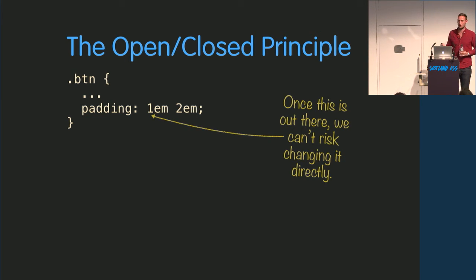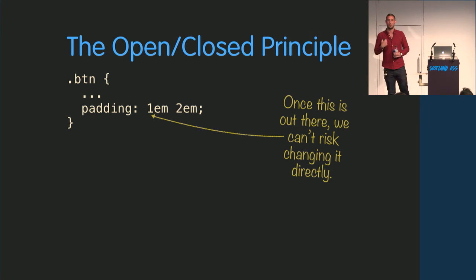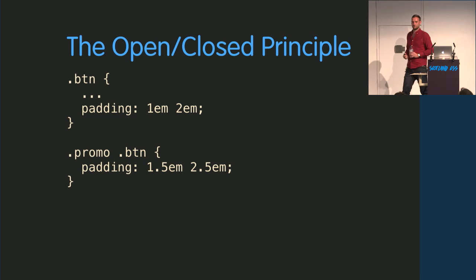So yeah, taking the button example and sort of codifying it, we've built this button. Once it's out there, we should not go back and change this. People are relying on it. People are expecting a certain behavior. We can't go back and modify this directly. But if someone needs a bigger button, they could just write something like this, I guess.